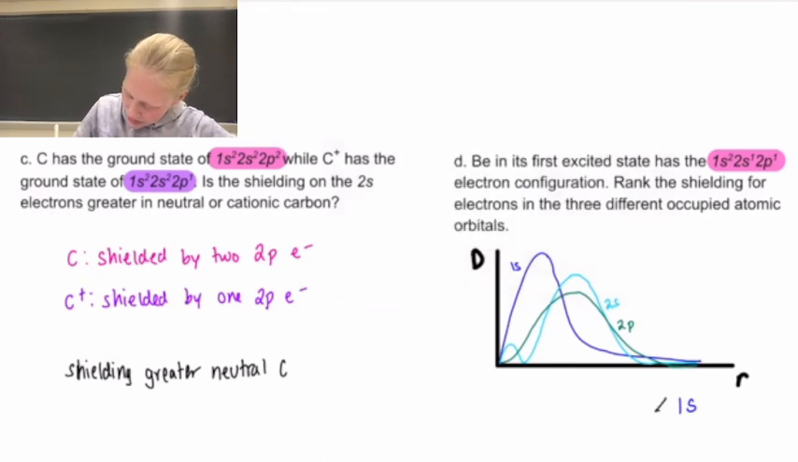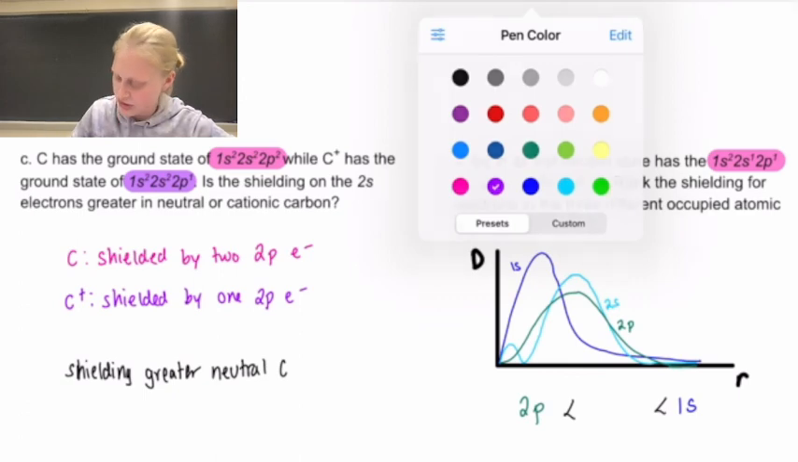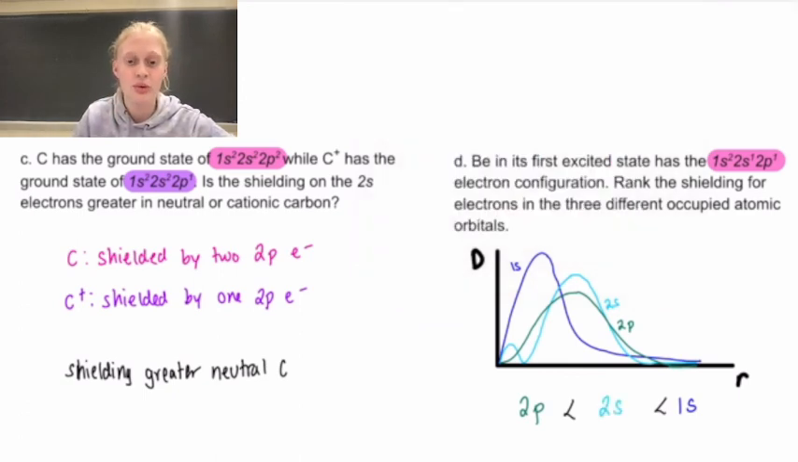Okay, and now we have to compare the 2s and the 2p. Because of this bump over here, the 2s is a lot of the times in front of the 2p. So that means that the 2s is sometimes shielding the 2p. So that means 2p is being shielded the most, and 2s is being shielded the next most. So in order, 2p is the most, then 2s, and then 1s.